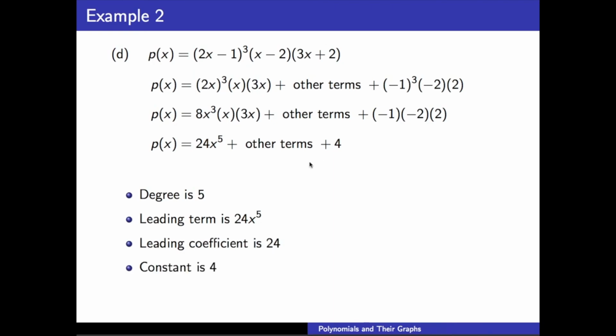So, worst case scenario, if you don't like this explanation up here, my advice would be to actually multiply everything out. You're going to spend a few minutes getting all that done, hopefully to get 24x to the 5th as your leading term and 4 as your constant. Again, the stuff in the middle is not really important. But just to save a little bit of time and not have to actually multiply that out, we could just focus on the leading terms and the constants.